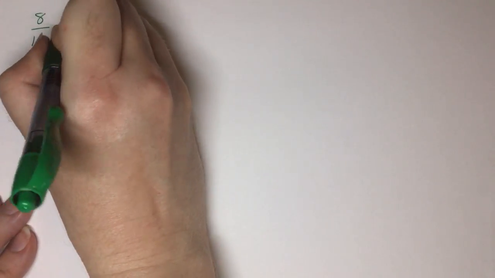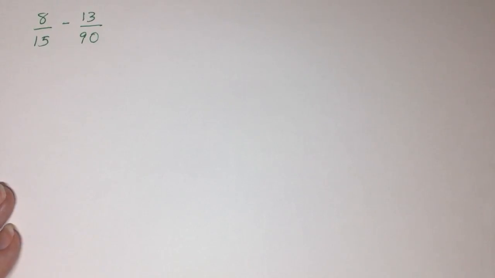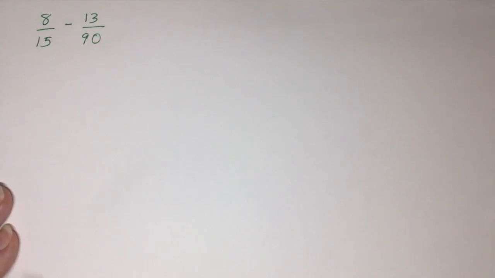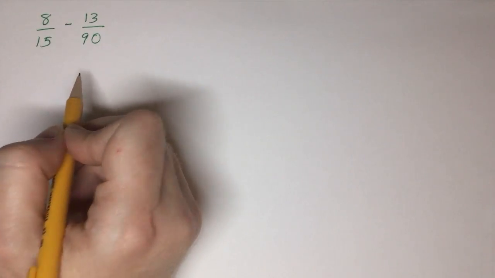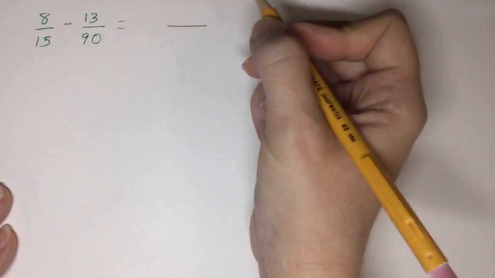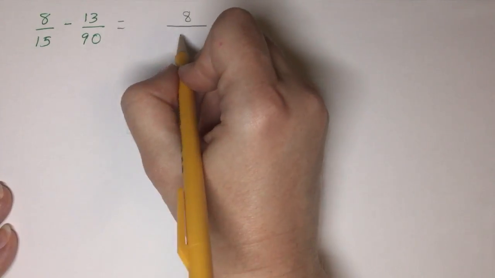Eight 15ths minus 13 90ths. So you can try this on your own and pause the video and then come back at any point. So I'm trying to subtract 2 fractions. To subtract 2 fractions, well, to subtract anything, I need to have like terms. Right now I don't. I've got 15ths and 90ths. They aren't like. So what I'm going to do is I'm going to find the prime factorization of each denominator. I don't care about the numerator. That's just how many I have.